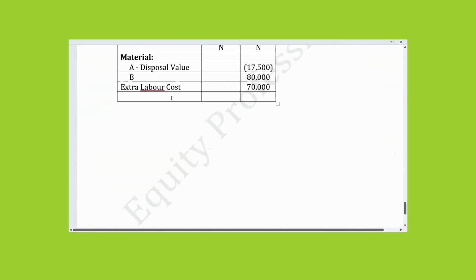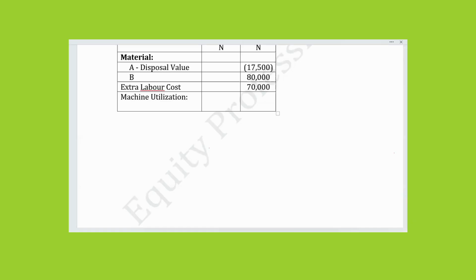So I will then come here. Machine utilization. Okay. So you need to find the difference. All right. Under this, we have the purchase price. The purchase price of this machine is 100,000 naira. And we are now told that the machine will be disposed of.